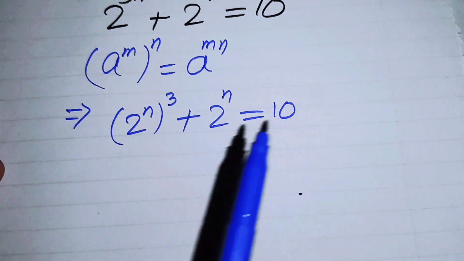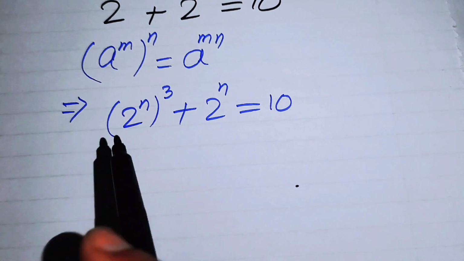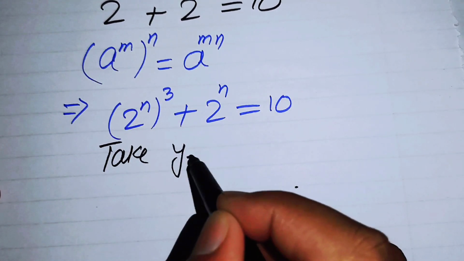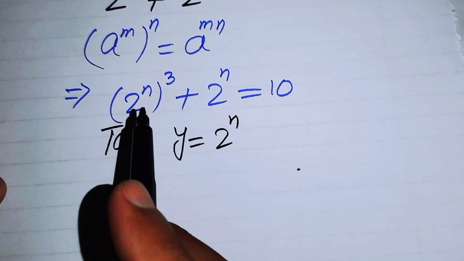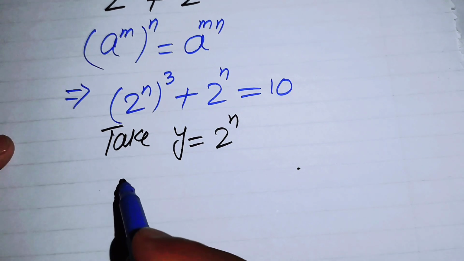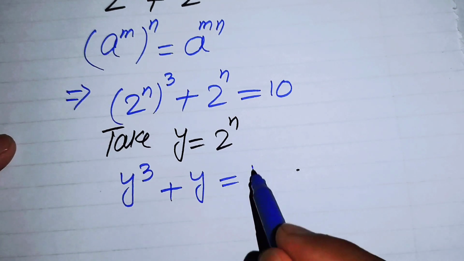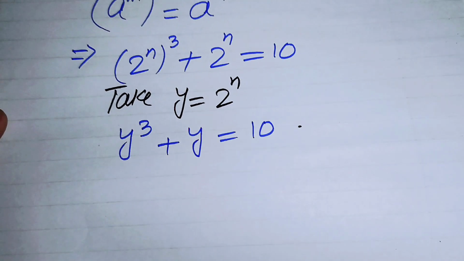Now we will make a substitution in order to convert this exponential equation into a cubic equation, so that I can take y is equal to 2 to the power of n. When you put y is equal to 2 to the power of n here, you get y cubed plus y is equal to 10, and this equation becomes the cubic form.